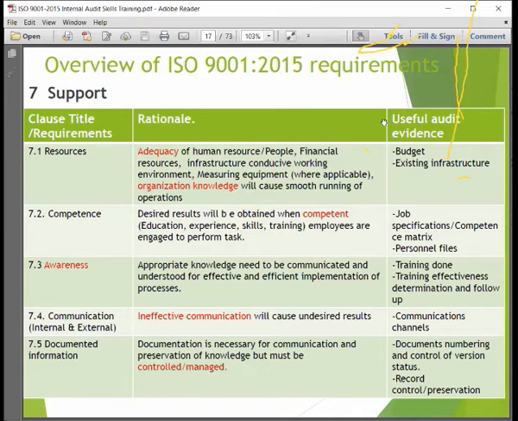Competence requirements are in 7.2. Why? Because desired results will be obtained when competent employees, with the right education, experience, skills and training, are engaged to perform tasks. So we need to ensure that the people we are engaging at whatever level of our organization are competent to do that work. Otherwise, you can fill a vacancy with somebody who is not competent, and they will not deliver, and that will affect the quality of the service. So it's very important to know that whoever is there is competent.